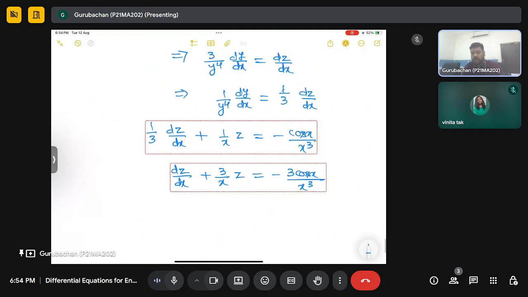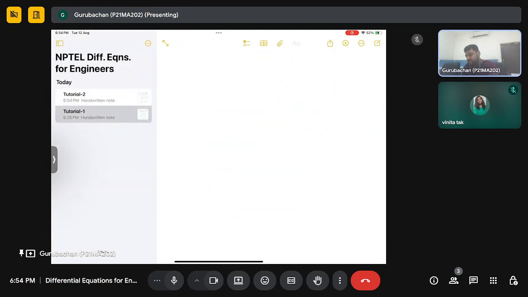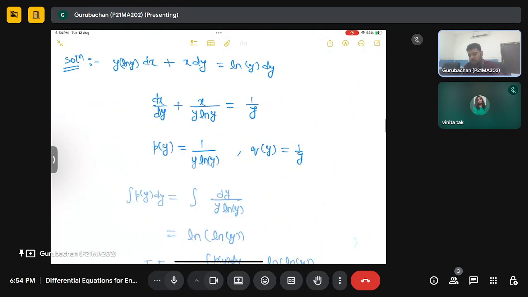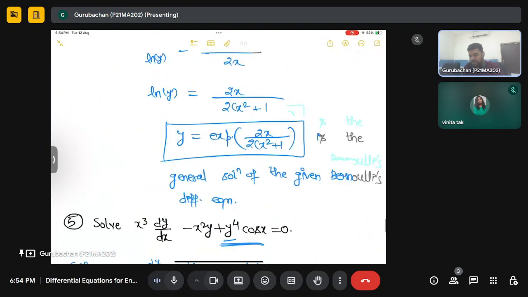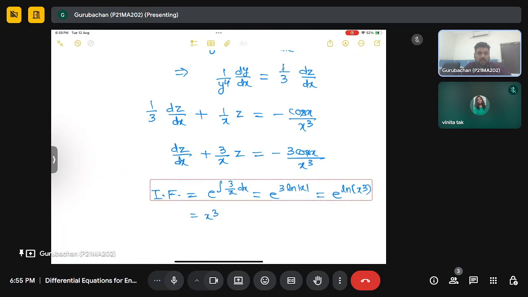So we came to the standard form. Now what we have here is the integrating factor, which will be e to the power integration of this p(x) dx. Now what is this p(x) here? It is 3 by x, which will give you 3 times ln x, that is ln x cube. So I am assuming that x is positive, or our domain contains all the positive elements x.